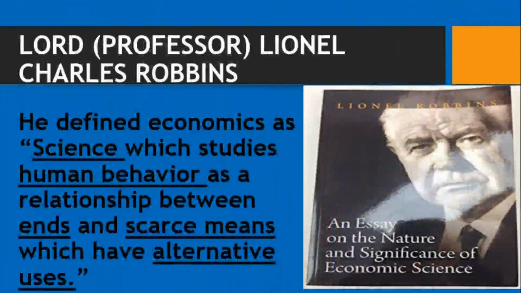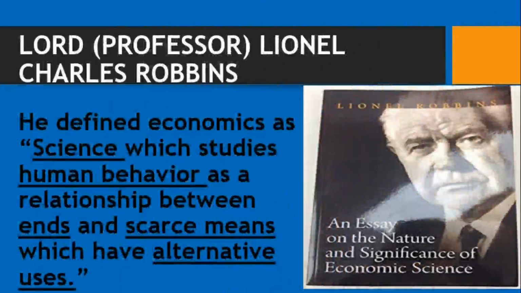The next is Lord Professor Lionel Charles Robbins. Now he defined economics as a science which studies human behavior as a relationship between ends and scarce means which have alternative uses. Please look at all the phrases that have been underlined: science, human behavior, ends, scarce means, alternative uses. This is the most widely accepted definition of economics.